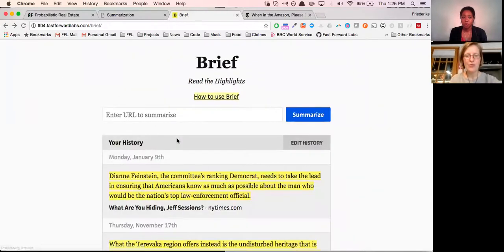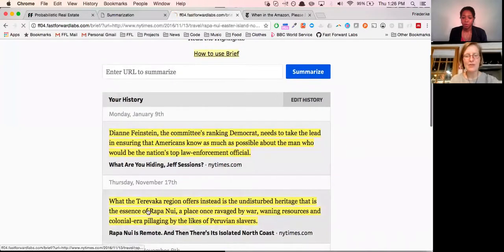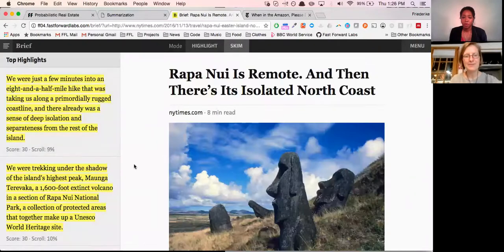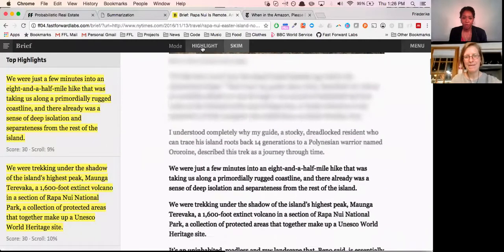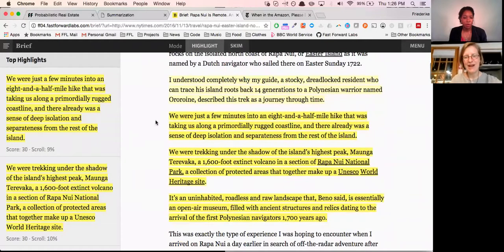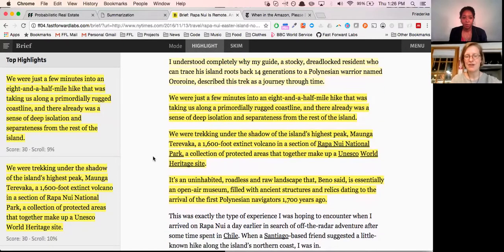Let me click on another one. Here we have sentences on the side, and then we have the article itself. It highlights the sentences that are most informative about that article, the ones that, if you have very little time, you really need to read in order to get the gist of the article. And underlying it is a recurrent neural network.